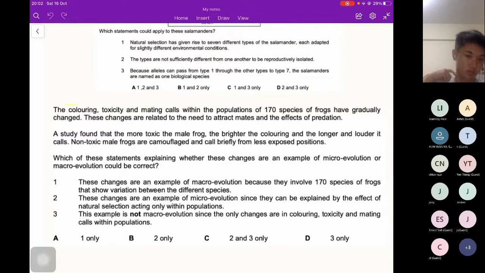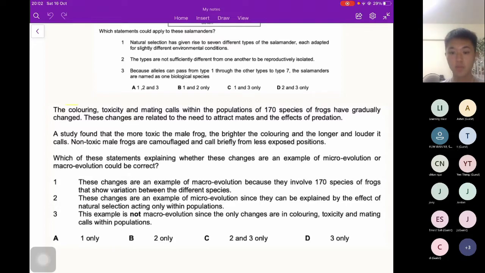Okay, this is the trickier question of the two. The coloring, toxicity, and mating calls within the populations of 170 species of frogs have gradually changed. These changes are related to the need to attract mates and the effects of predation. A study found that the more toxic the male frog, the brighter the coloring and the longer and louder it calls. Non-toxic males camouflage, and call briefly from less exposed positions. Which of these statements explaining whether these changes are an example of micro or macro evolution could be correct?